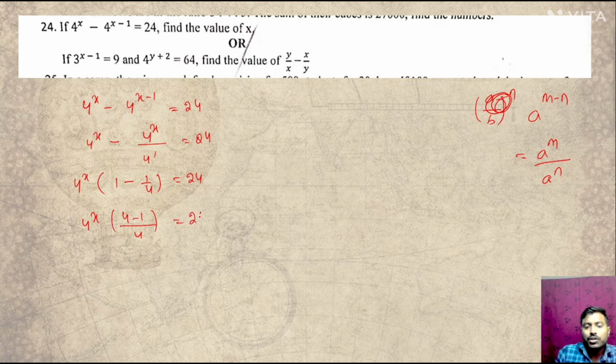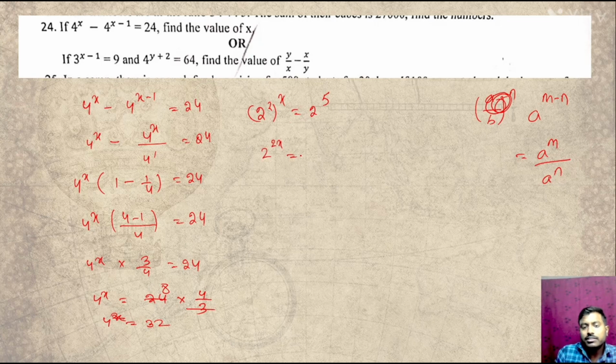Now 4 to the power x into 3 by 4 equals 24. So 4 to the power x equals 24 into 4 by 3, 3 eights are 24, that is 32. 4 to the power x, now convert: 2 to the power 2x is equal to 2 to the power 5, then 2x equals 5, x equals 5 by 2 is the correct answer. Okay, next question.